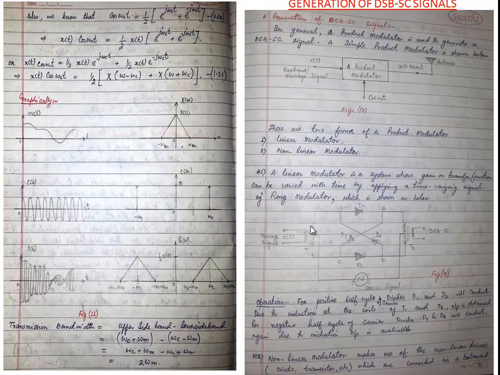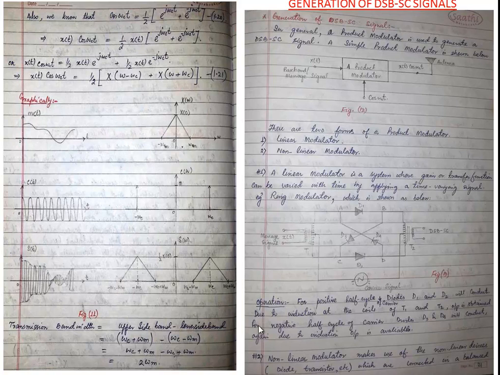Now we will see the operation of this linear modulator, or rather the ring modulator. For the positive half cycle of the carrier, diodes D1 and D2 will conduct, as they will be forward biased. There is a positive signal over here and a positive signal over here, which means diodes D1 and D2 get forward biased.